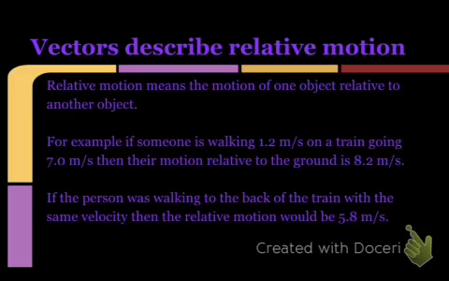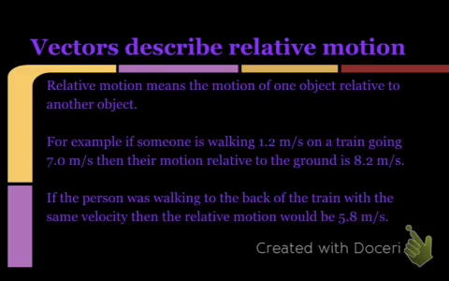If that same person was walking to the back of the train with the same velocity, then their relative motion to the ground would be 5.8 meters per second, because instead of adding their motion to that of the train, they would be going against the motion of the train, and therefore going only 5.8 meters per second compared to the ground. If we were comparing their motion just to them, if they weren't on a moving train, if they were just on still ground, they would be going a negative 1.2 meters per second because they're going in the opposite direction. So it's really all about perspective.